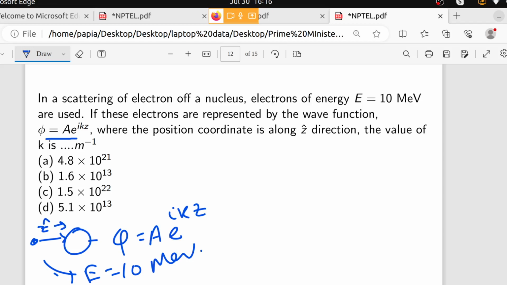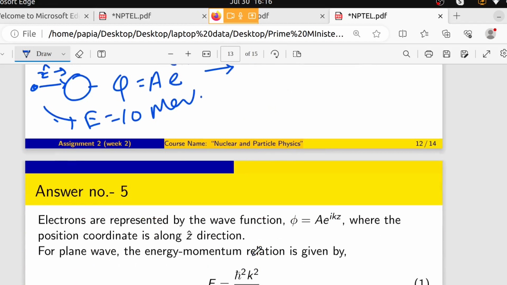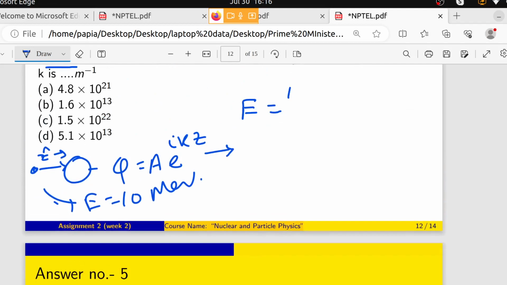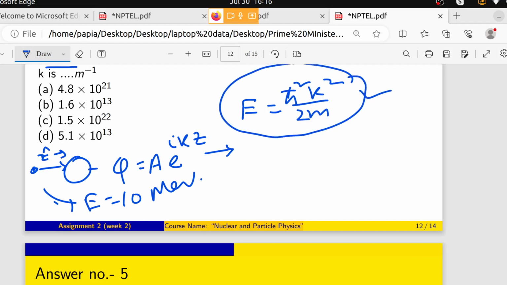This is very simple. As they have already mentioned that the electron is described by a wave function, that means we have to consider the quantum mechanical calculation for the electron. So for the quantum mechanical calculation, what is the value of E? E is h bar square k square divided by 2m. This expression is nothing related to nuclear and particle physics, right? It is totally based on quantum mechanics.